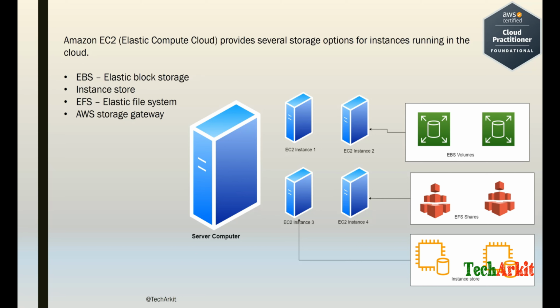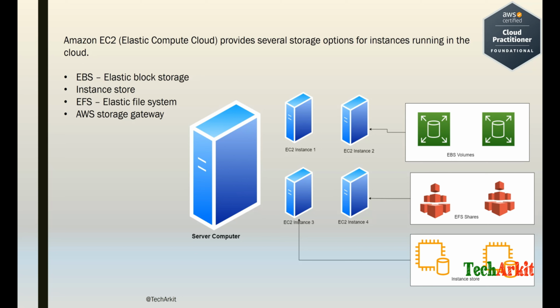If you spin up an EC2 instance, which is an Elastic Compute Cloud, it provides several storage options for instances running in the cloud. For example, you have spun up an EC2 instance, but you want to attach storage drives to it. You may want to create a disk to store database transactions, or store some files associated with your applications, application data and all. So how can you store that?